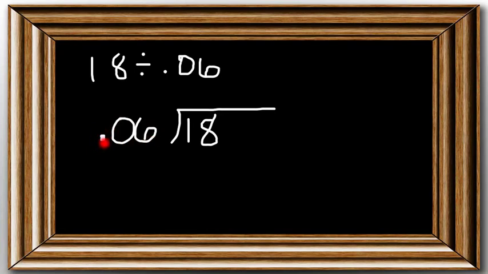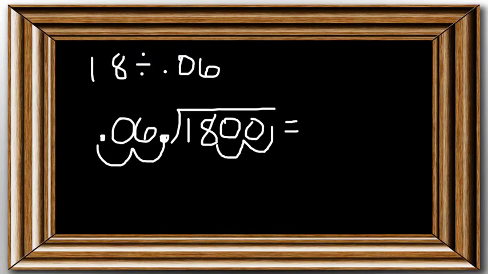So here's that decimal point, and I really don't want to divide by a decimal, so I need to get rid of it. So I need to move my decimal point over 1, 2 spots so that it just becomes a 6. So whatever I do to one number, I have to do to the other. So since I moved this over 1, 2 spots, I need to move this over 1, 2 spots, fill those scoops with zeros. So my new problem says, how many times does 6 go into 1,800?